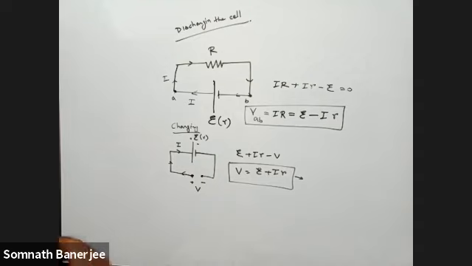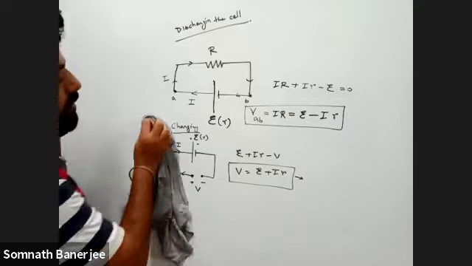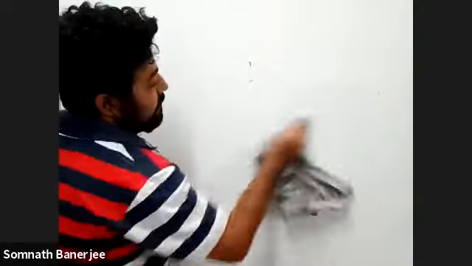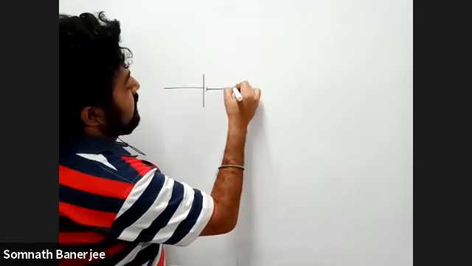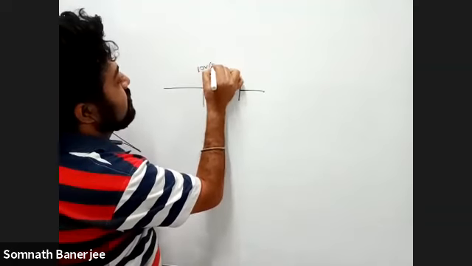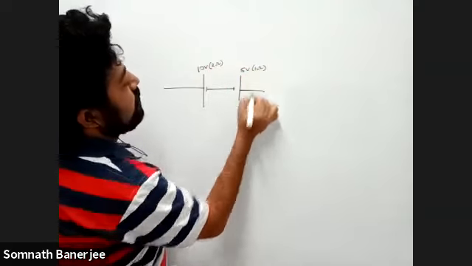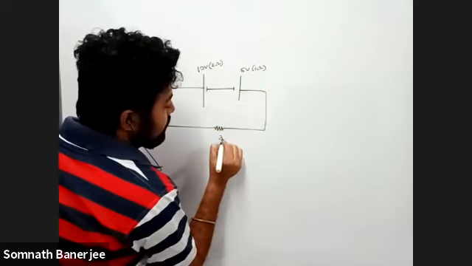Now, I can give you some questions related to that. First, I want to give you one numerical. Suppose you have two cells, this one and this one. This one is 10 volt, 2 ohm. This one is 5 volt, 1 ohm. Both are connected with an external resistance of 3 ohm.